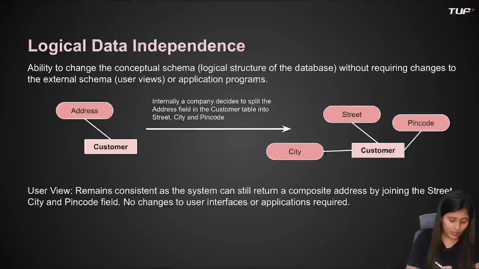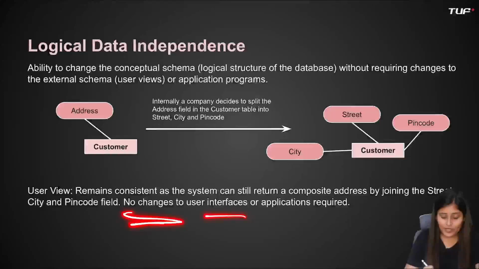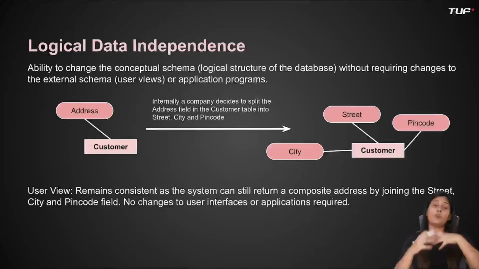So for the user view, it remains consistent as the system can still return a composite address, right? By joining the street, pin code and city. So no change to the user interface or application is required. So in this, if you have changed the logical thing, it has not impacted the user level thing, right? So that is the example of logical data independence.